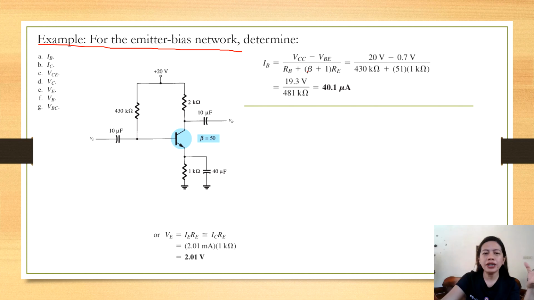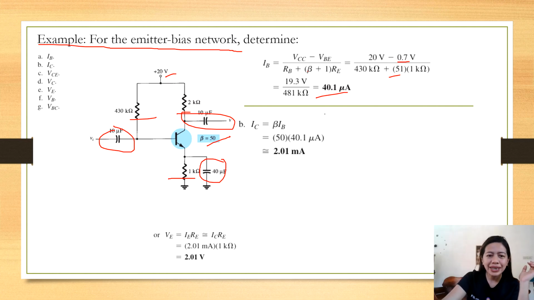So we just have to plug in the given. We have VCC as 20 volts, VBE as 0.7, then RB, this one, is 430 kilo ohms, plus 51, because it's beta plus 1. Beta here is 50, so it becomes 51 times RE, which is 1 kilo ohm. As said, you just have to ignore the capacitors connected here. Computing, we will get 40.1 microamperes. So that would be your IB.